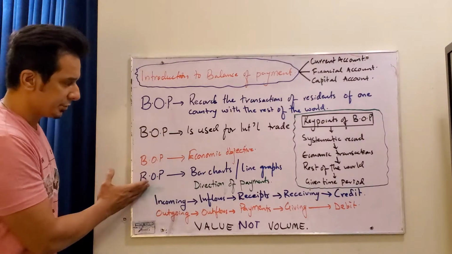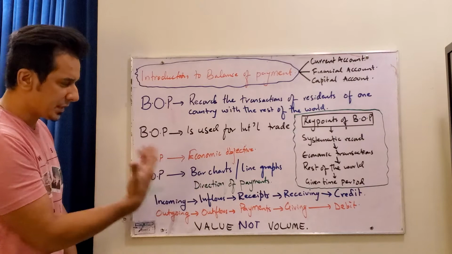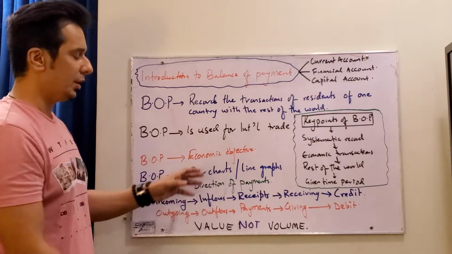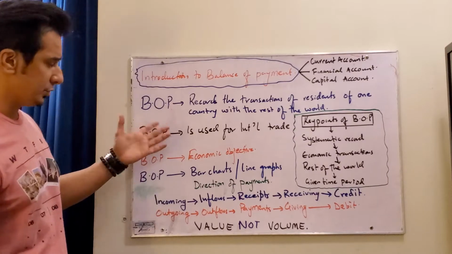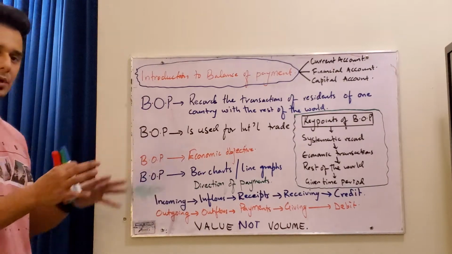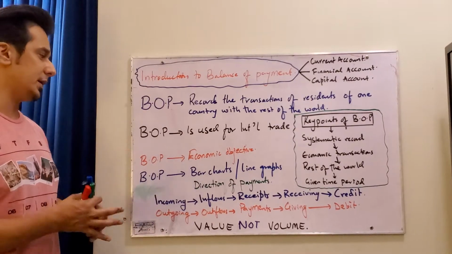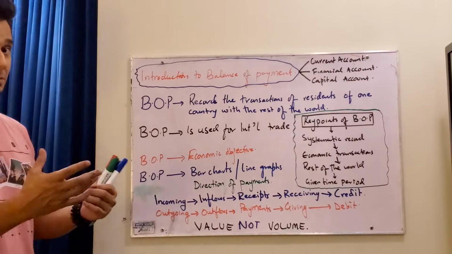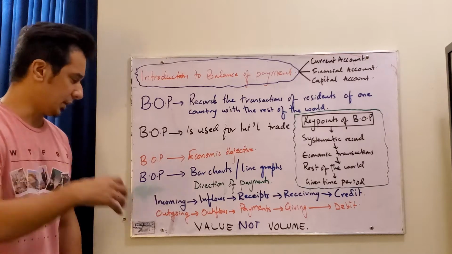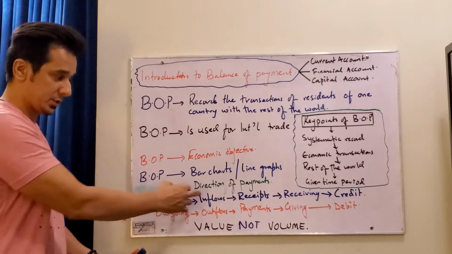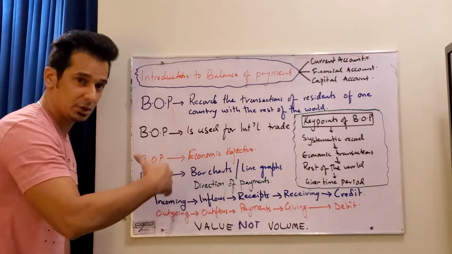And usually balance of payment is presented in a bar chart or in a line graph. That's how a balance of payment is usually represented. Now, what is important in a balance of payment is the direction of payment. What do we mean by direction of payment? If money is coming into the country, that is incoming, that's an inflow. Money is coming into the country.